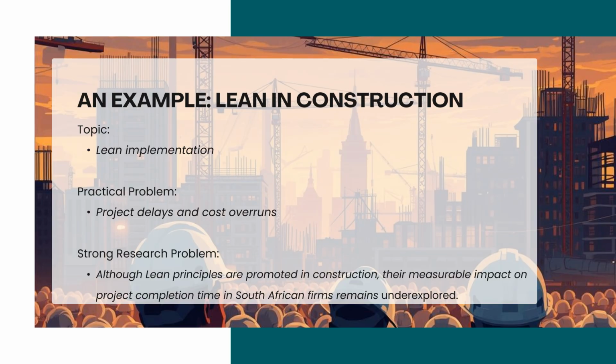The problem is we are having many projects that are being delayed and we are having cost overruns. That is a problem. But the topic is lean. Now, the problem is that we would like to see how lean being implemented in the construction sector can help somehow to improve the delays, or minimize the delays, and even reduce the cost overrun. So how are you going to put it? Although the lean principles are promoted in construction, their measurable impact on project completion time in South African firms remains underexplored. And this is how you formulate the statement.